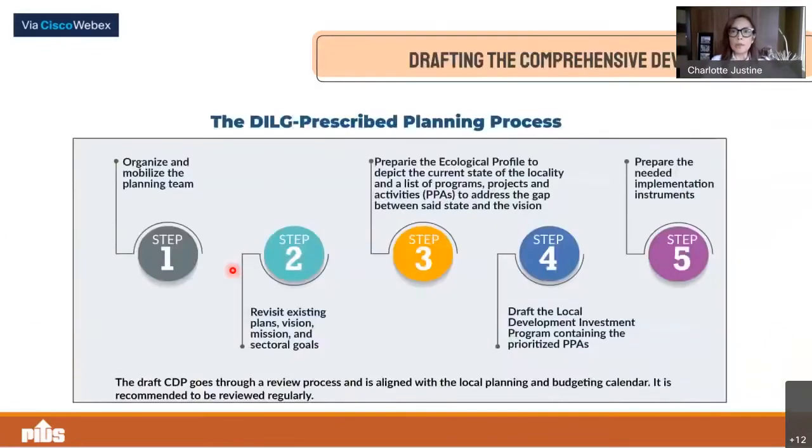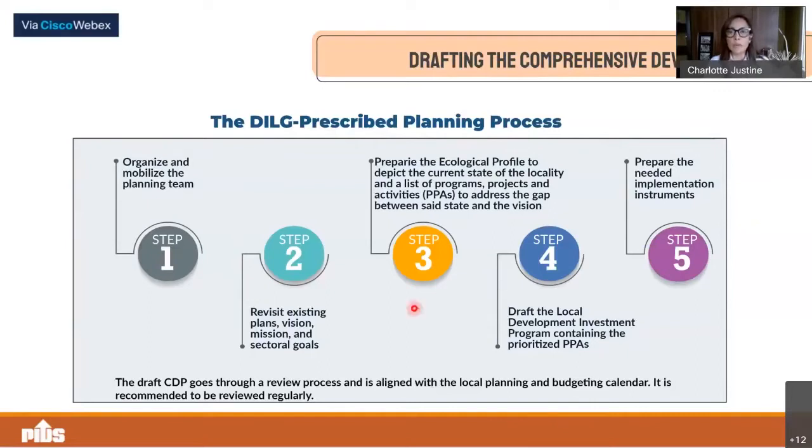So let me focus now on the comprehensive development plan process. These five steps here are what we focused on in our surveys. The first step is to organize and mobilize the planning team. The second step is to revisit existing plans, vision, mission, and sectoral goals.